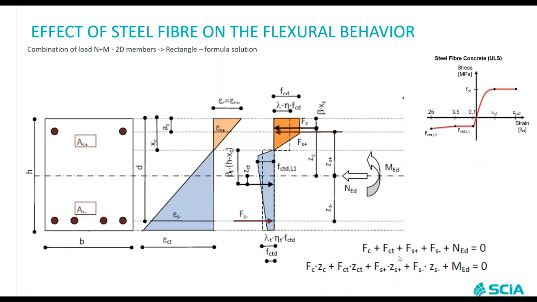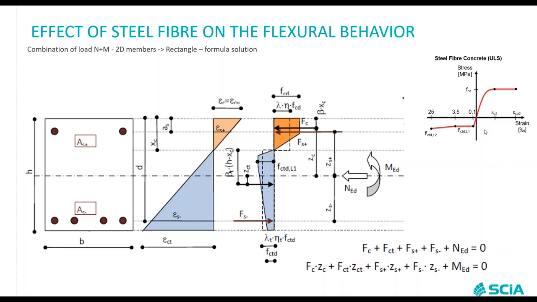Because of that, we expect the new capacity of this cross section containing steel fiber could be bigger than the normal capacity of the traditional cross section. So this is the first point, and we should keep that in our mind. Also, if we look at this diagram, which is the stress-strain diagram for the steel fiber concrete, somehow it looks like the diagram for the reinforced concrete.